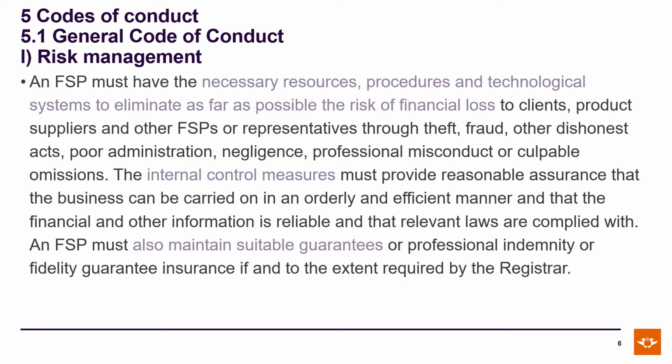With regards to risk management, an FSP needs to make sure that they have all the necessary resources, procedures, and systems to eliminate as far as possible any financial risk to the client. They need to have internal control measures. Generally, you have a 3-line defense system where people are checking and rechecking each other's work to ensure that no mistakes are made that would cause a client's loss. Over and above this, you also have guarantees or professional indemnities.